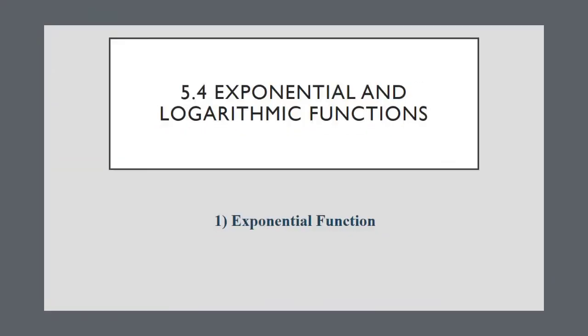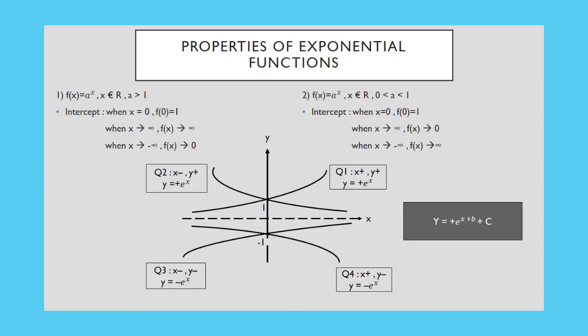Let's continue with 5.4, exponential and logarithmic functions. So I want to talk about the exponential function. These are the properties of the exponential function. The first one is when a is greater than 1. When x equals 0, the function would be 1. When x extends to positive infinity, the function would be positive infinity, and when x extends to negative infinity, the function would be 0.